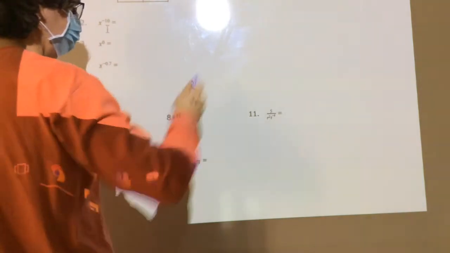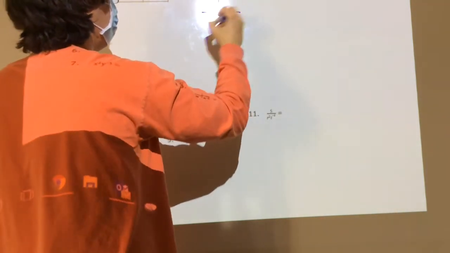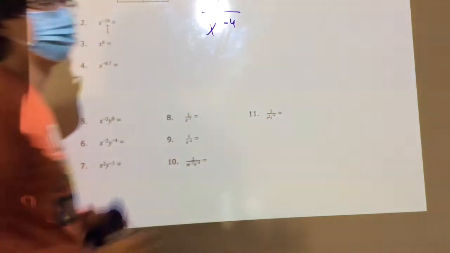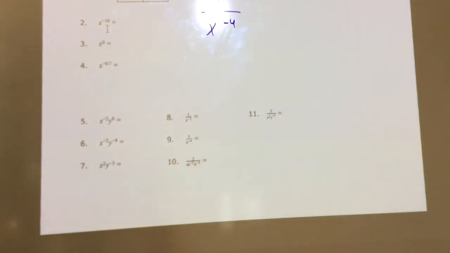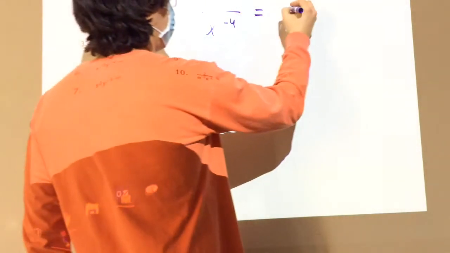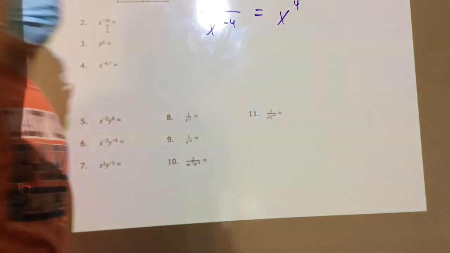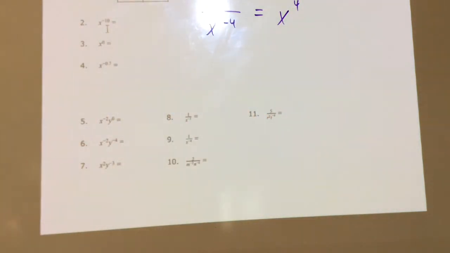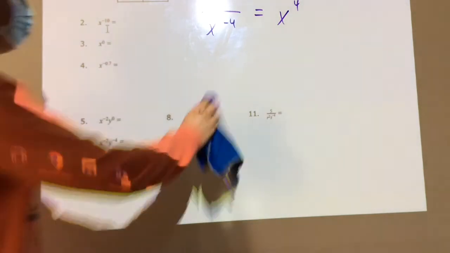Number 9 is very similar to number 8. We're going to have 1 over x to the negative 4. Brian, what do you think? X to the 4th. Cool? All right, number 10.